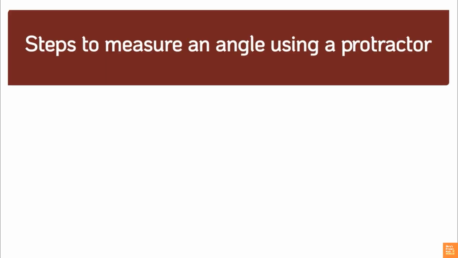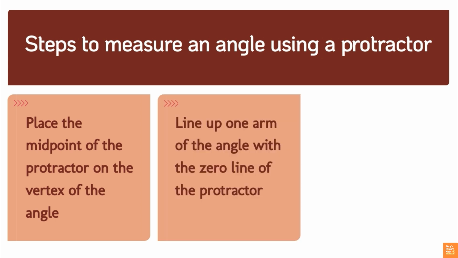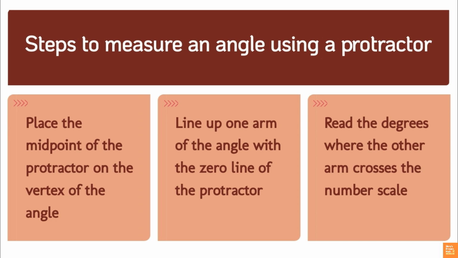Now let us learn the basic steps to measure an angle using a protractor. Place the midpoint of the protractor on the vertex of the angle. Line up one arm or side of the angle with the zero line of the protractor where you see the number 0. Keep in mind the angle opens up from this arm. Read the degrees where the other arm or side crosses the number scale.